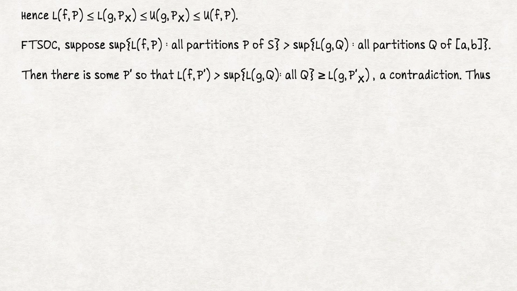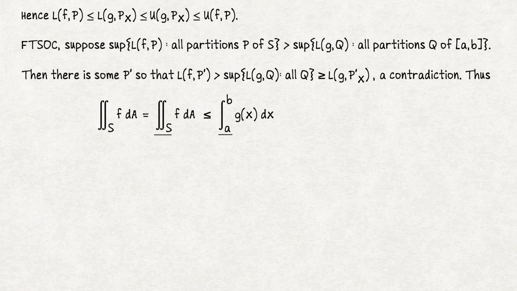But from P prime, I can extract a partition of g's domain by doing what we call P prime sub x, just looking at how we chopped up the x-axis when we created the partition P prime. That would have to be less than or equal to the lower integral of g, because it's a member of the set that the lower integral is the supremum of. However, this contradicts the line at the top, because the relationship on the first line of this slide is true for any starting partition of S, including P prime. So indeed, this particular relationship does allow us to conclude that the lower integral of f over S is less than or equal to the lower integral of g from a to b.